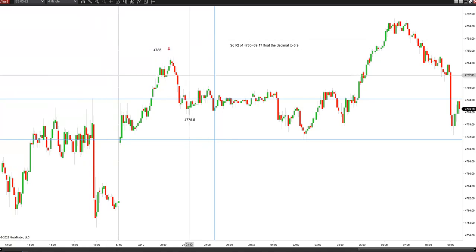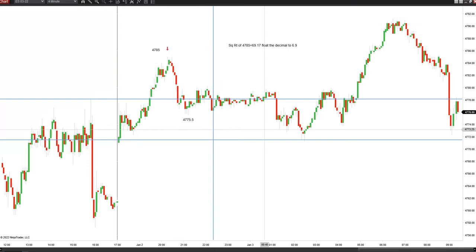So let's mark out a couple of 6.9 ranges down. From 47.85, that's going to take us down to about 47.78 and a half, which is that horizontal line right there. And then let's double that. That's going to take us down to 47.71 and a half, which takes us right to the low here at 2:22 and 2:28 a.m.